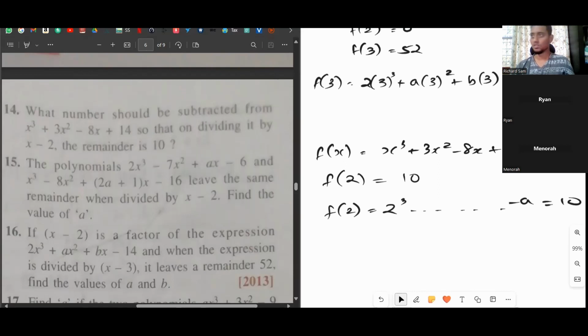Okay, so you understood what to do. If the question is what should be added, plus a. What should be subtracted, minus a. Okay. Shall we go on to the next exercise, everyone?